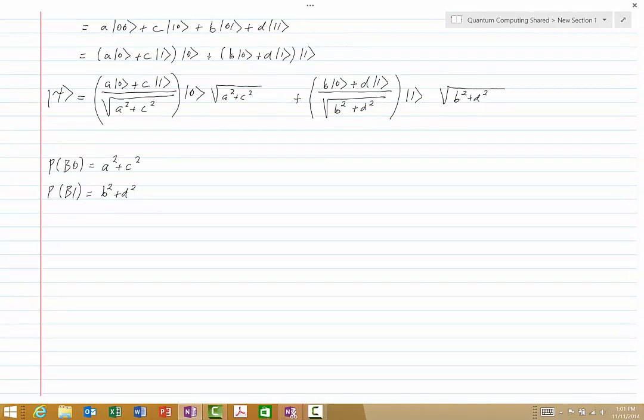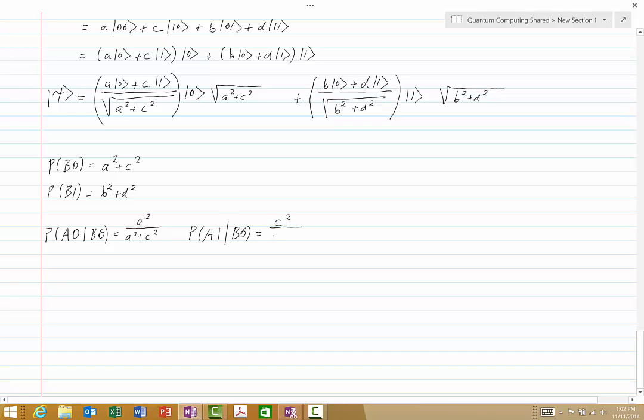And we can also talk about conditional probabilities. The probability that Alice measures 0 given Bob measures 0 is A squared over A squared plus C squared. The probability that Alice measures 1 given that Bob measures 0 is C squared over A squared plus C squared.